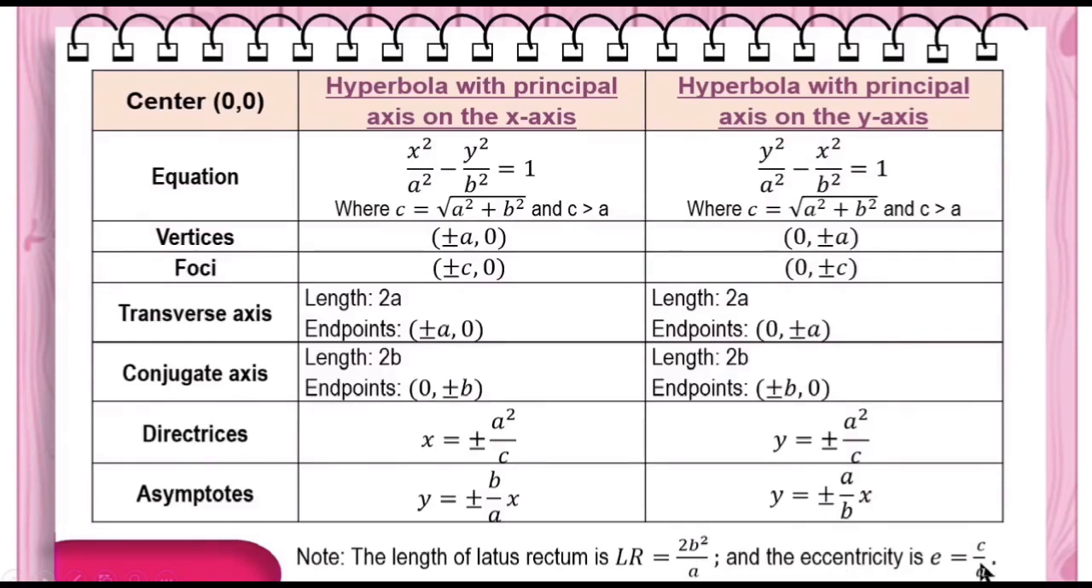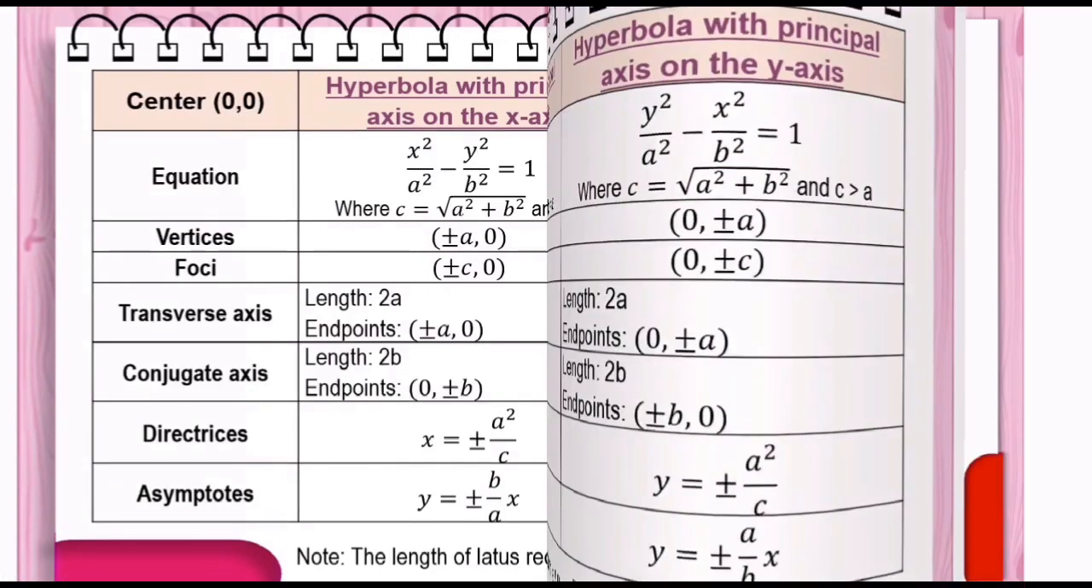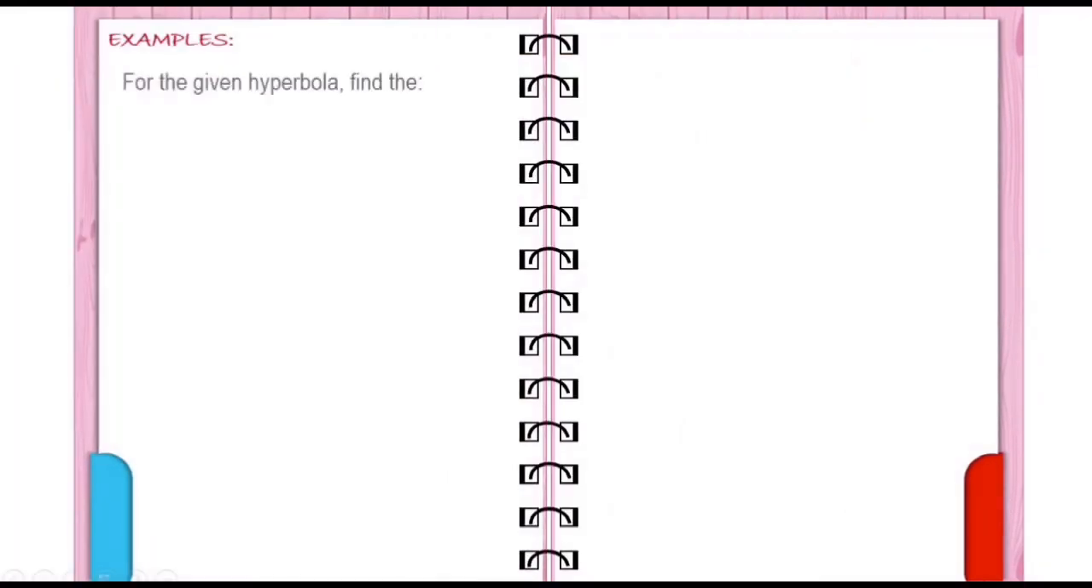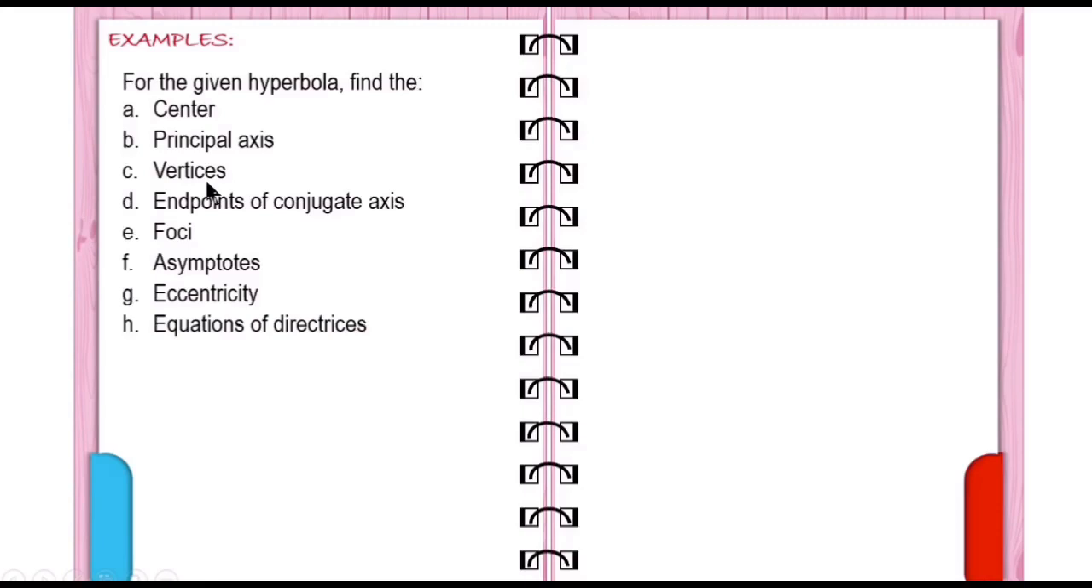But the eccentricity of hyperbola is greater than 1 since c is greater than a. Sa ellipse, the eccentricity is between 0 and 1. So these are the characteristics of hyperbola with center at the origin. Let us have an example. For the given hyperbola, find the center, principal axis, vertices, endpoints of conjugate axis, foci, asymptotes, eccentricity, and equation of directrices. Number 1, the equation is x squared over 16 minus y squared over 9 equals 1.